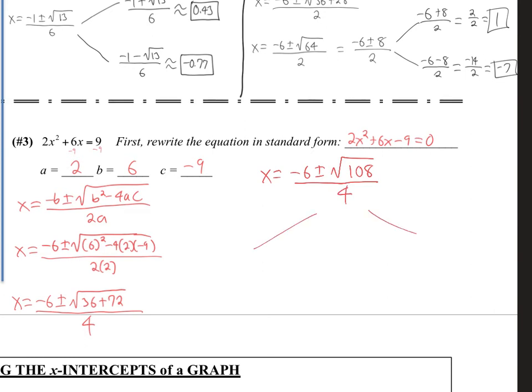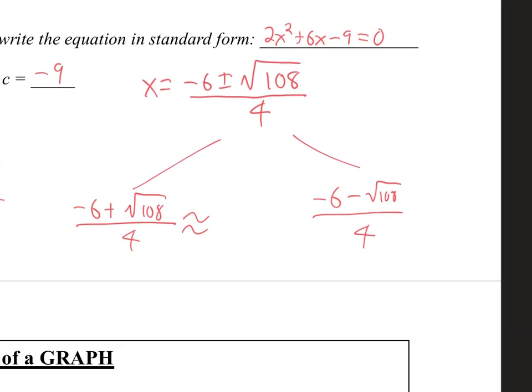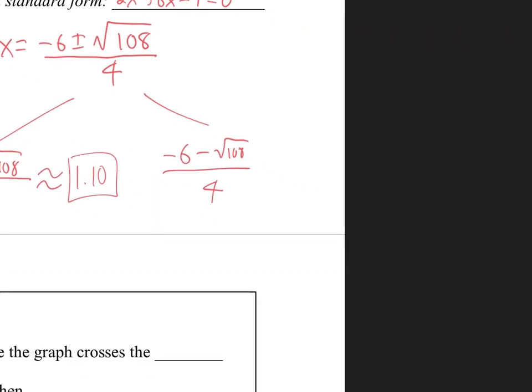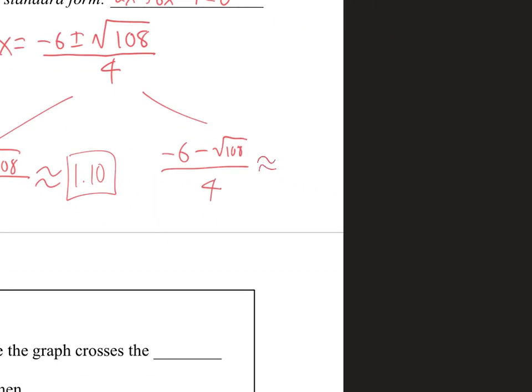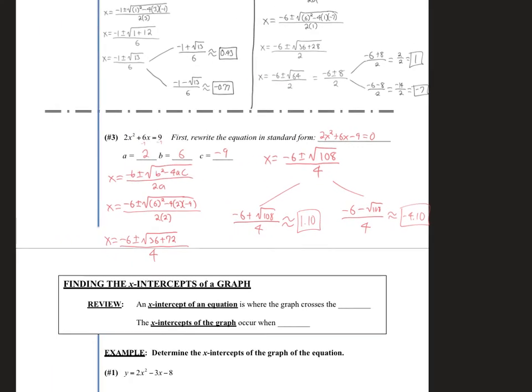We're going to split this up. So we're going to do negative 6 plus square root of 108 all over 4. And we're going to do negative 6 minus square root of 108 all over 4. Approximately, plug that into your calculator, you should get approximately 1.10 and negative 4.10. All right, if you didn't get those numbers, check your work, see how you did. Okie dokie.